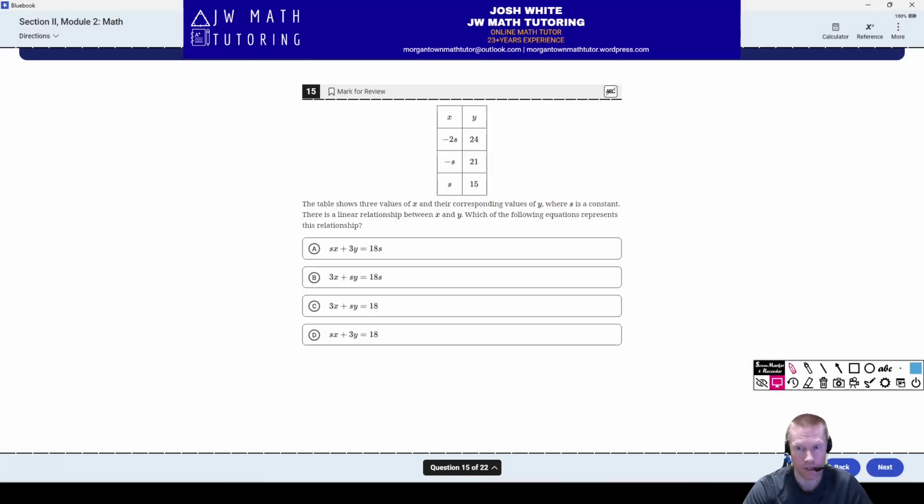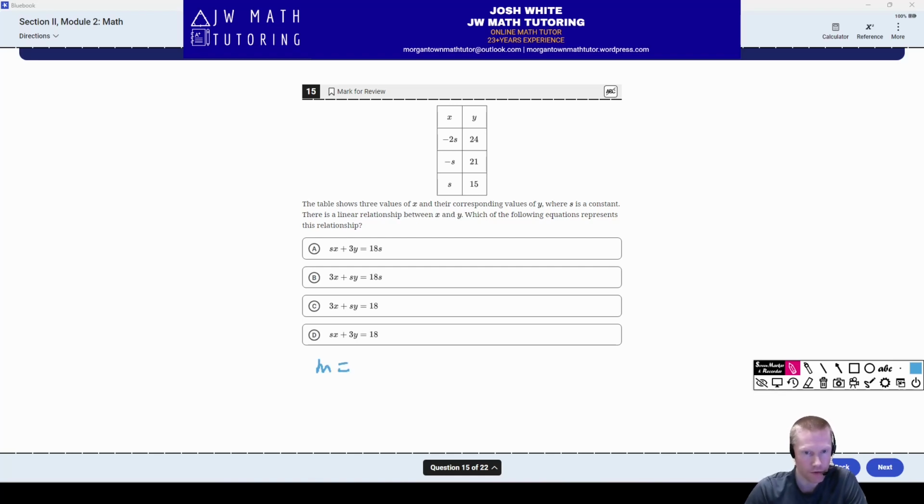All right, next up we have question number 15. Here we have a table of values. What we know is basically this s. We have these x coordinates which have basically a constant in them of s. And we want to know which equation of these lines matches this, right?